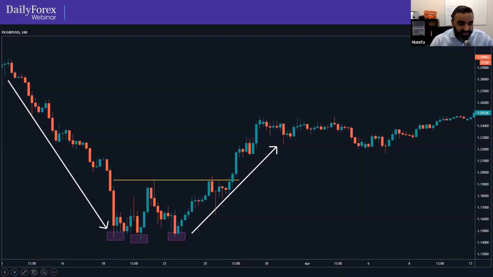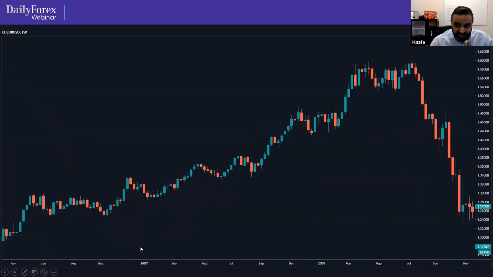Okay, so that's a GBP USD 4-hour chart, basic reversal. I think for me, that's more a double bottom, but I know I've shown this chart to people and they said they feel this is a triple bottom, so I've marked it on the chart. Okay, another example, EUR USD, a bit more longer term. This is a weekly chart.